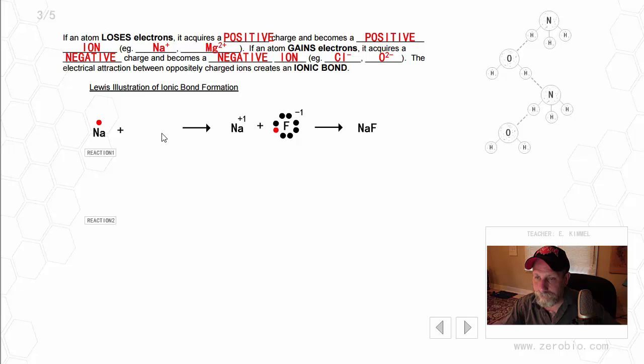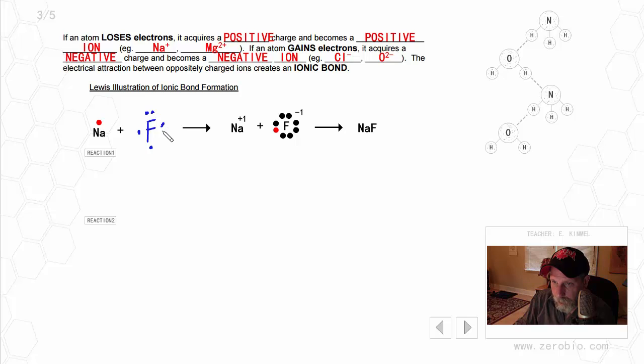Darn it. I've got a little mistake in here, so let's see if I can fix that up. All right, I am missing, for some reason, fluorine here. I'm going to draw the fluorine atom, 1, 2, 3, 4, 5, 6, 7. That's what I'm missing. I need to have the other atom. I don't know, it disappeared somehow on me.